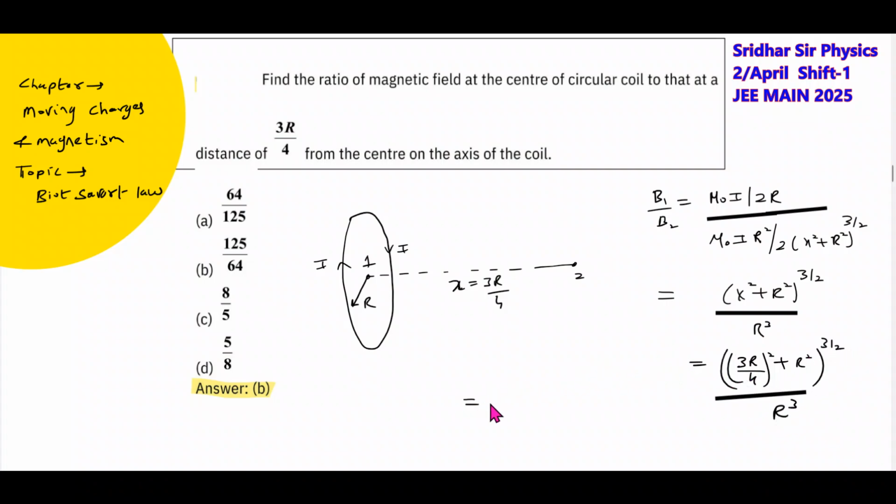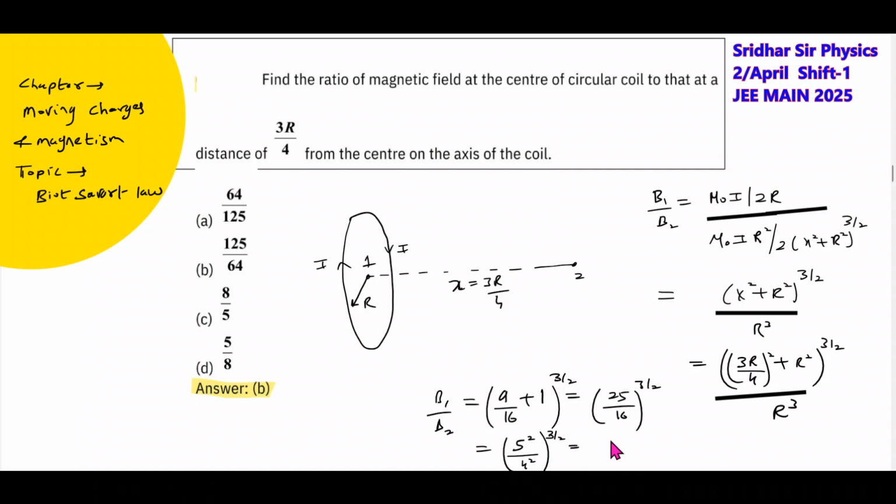You have to do fast calculations in the exam. Here, as a teacher explaining, I'm showing it in detail. You must be ready with all these calculations. r cube will get cancelled out. So what will be left over is 9 by 16 plus 1 to the power of 3 by 2. 9 plus 16 is 25, so 25 by 16 to the power of 3 by 2. 25 is 5 square, 16 is 4 square, to the power of 3 by 2.